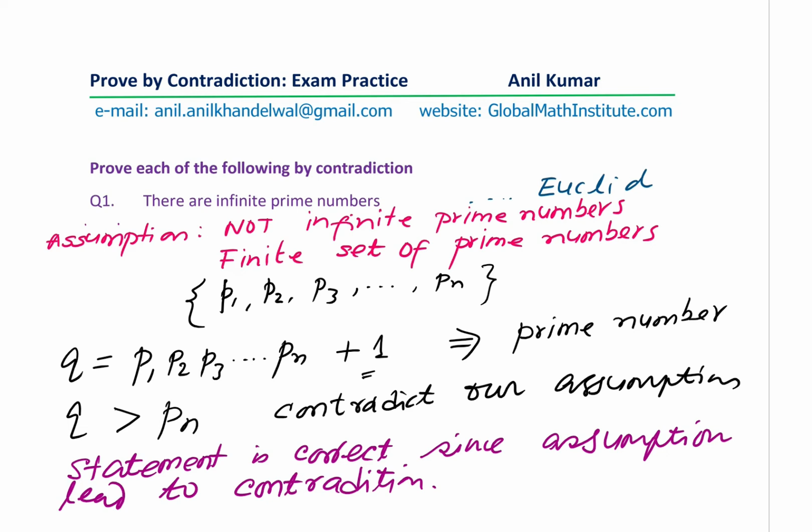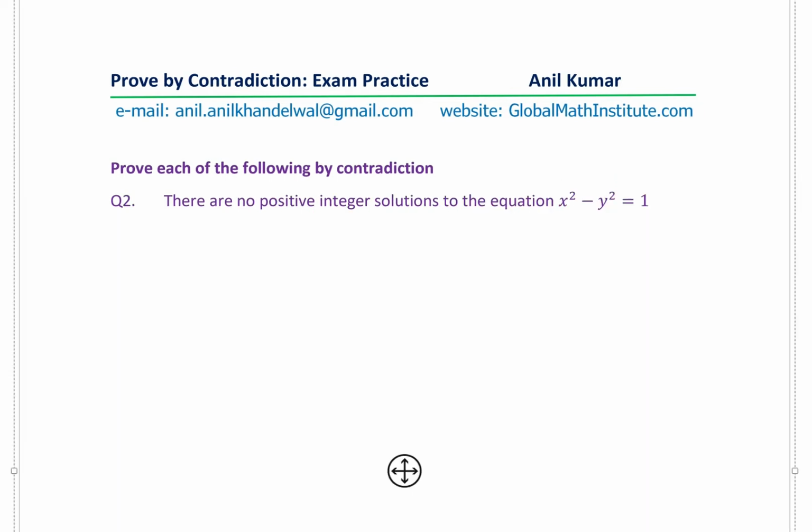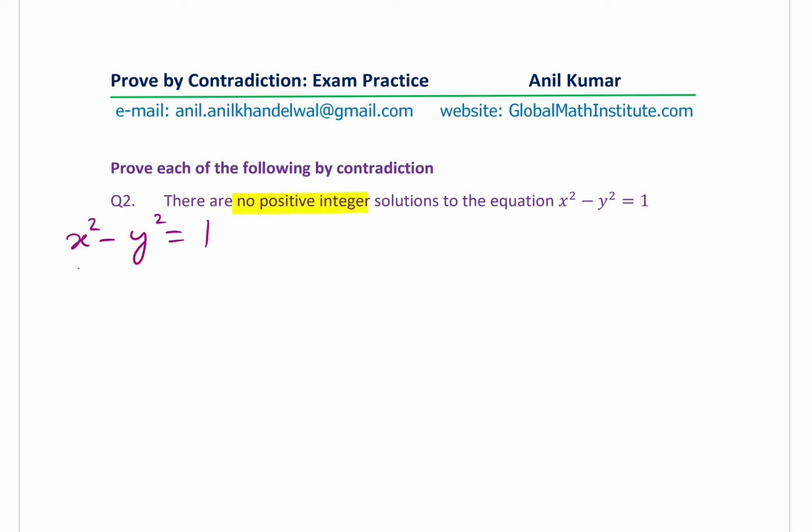Now let's try to answer more questions. At this stage, I'd like you to pause the video and answer, and then look into my suggestions. Now, question number 2 is there are no positive integer solutions to the equation x squared minus y squared equals 1. We are saying there are no positive integers. Positive means greater than 0, right? So our assumption is that there are, right?